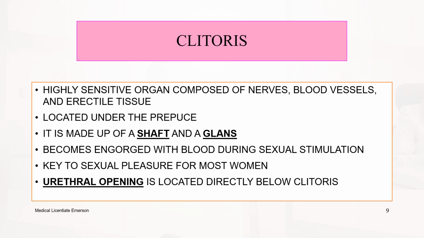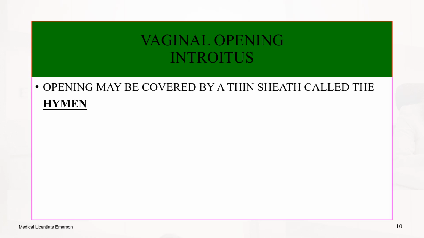Then the urethral opening is located directly below the clitoris. Okay, so below the clitoris you have the urethral opening, then below the urethral opening is the vaginal opening, or the vaginal introitus. The opening of the vagina may be covered with a thin sheath called the hymen.